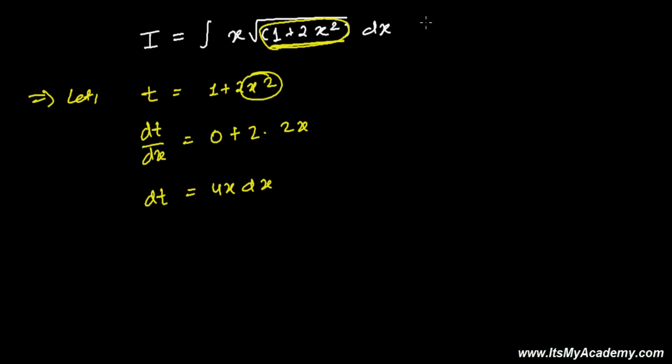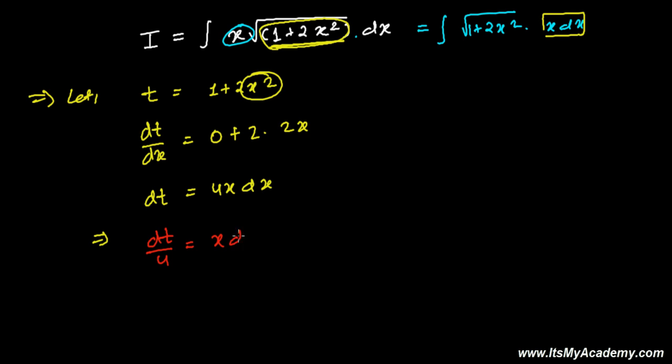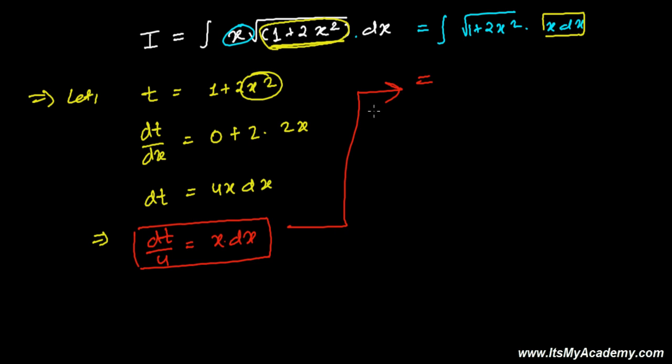And if you rearrange it properly, so that I can write the relation properly, it's going to be like 1 plus 2x square inside the root times x dx. I'm just putting this x here just in front of dx. So what I was trying to show you, see this one, x dx, from here we can make x dx possible. How? dt over 4 is equal to x dx, x times dx. So this particular relationship I'm going to use here now.